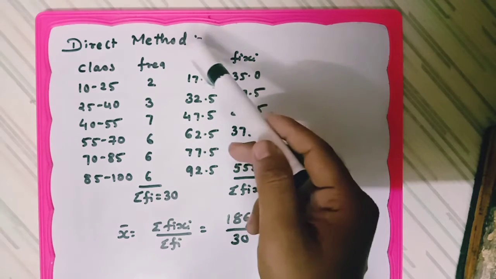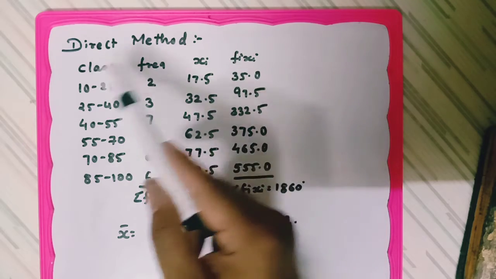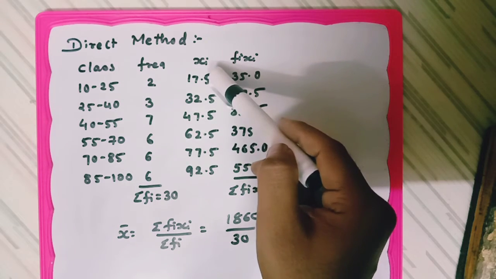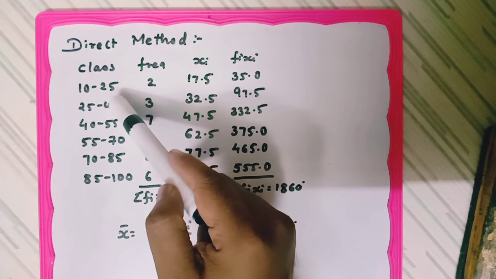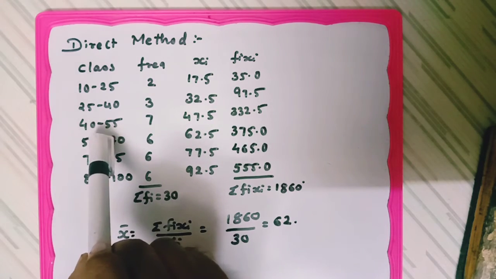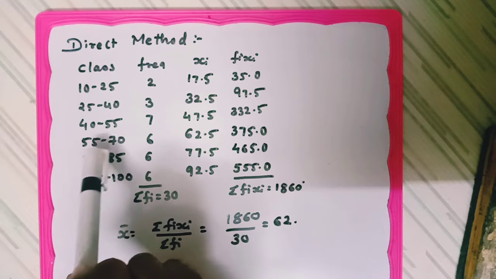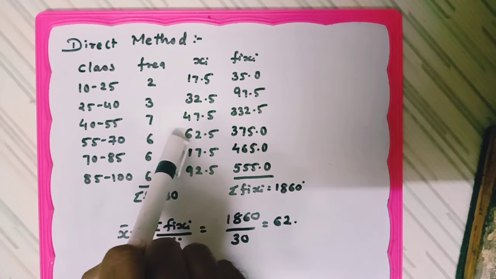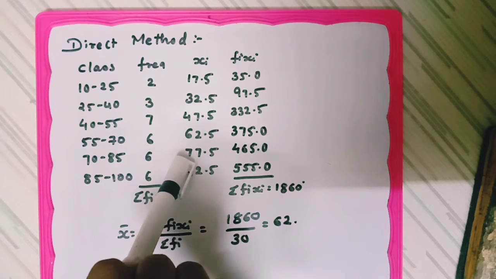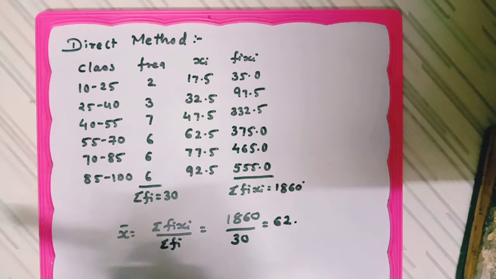Now we find the class value, the central value, which means upper limit plus lower limit divided by 2. So 10 plus 25 is 35, divided by 2 gives 17.5. 25 plus 40 is 65, divided by 2 gives 32.5. Then 40 plus 55 is 95, divided by 2 gives 47.5. Then 55 plus 70 is 125, its half is 62.5. 70 plus 85 is 155, its half is 77.5. And 85 plus 100 is 185, its half is 92.5.